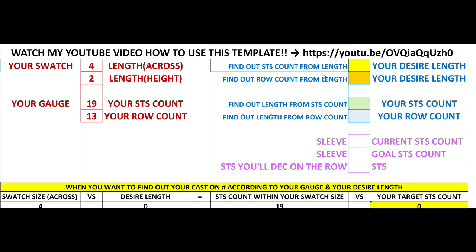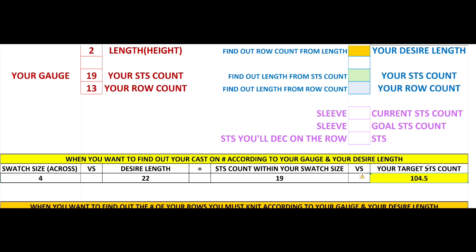Let's find out the stitch count from the length. I know the length, which is 22 inches. This is the yellow section, and coming down the yellow section here, 104.5. So if I want to knit 22 inches with my gauge, I need at least 104 or 105 stitches. But this is not done yet.